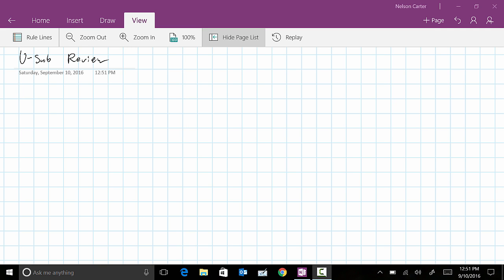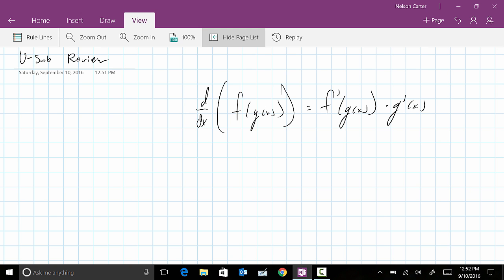Alright, so this is going to be a review of U-substitution, okay? In general, guys, just keep in mind the derivative rule for the chain rule specifically. It says that if you're going to differentiate something that is a composition of two functions, then you're going to get the derivative of the outer function with the inside left alone, times the derivative of the inner function.